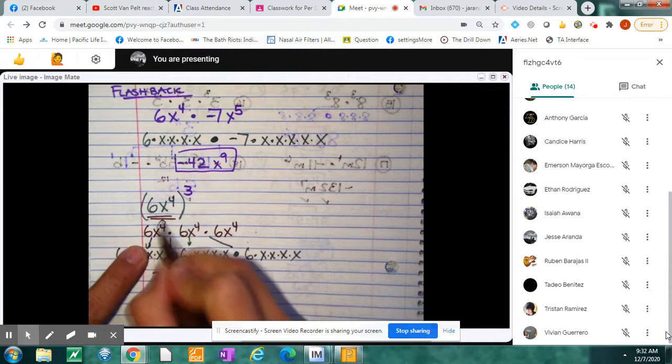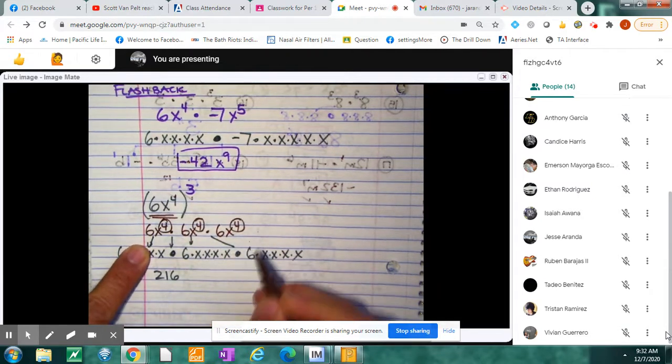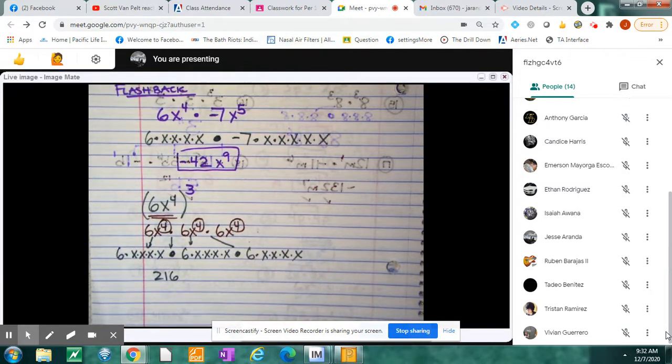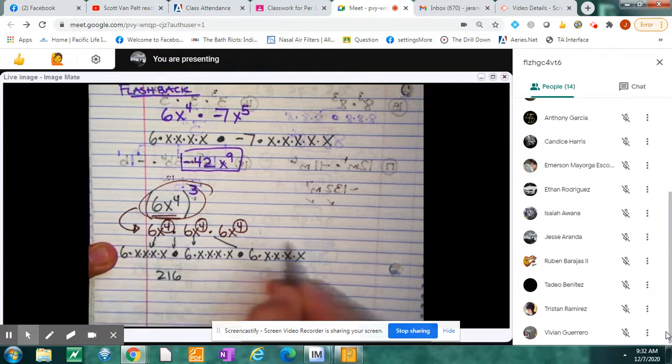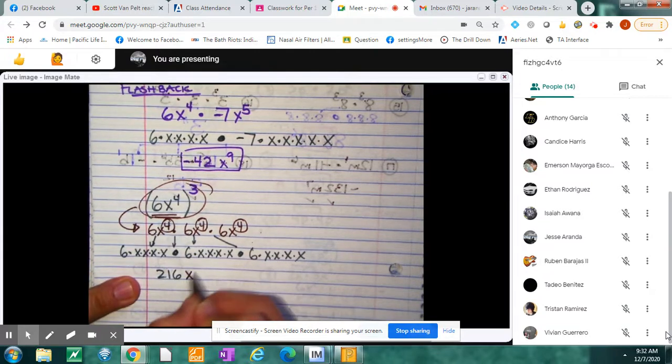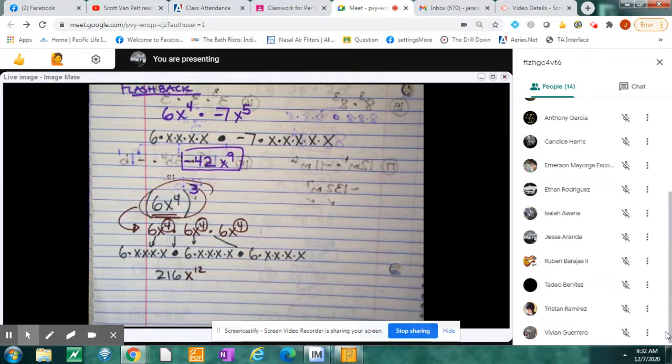So look, 4 plus 4 plus 4, that's 12. I don't have to write x times x, all right? Just add the exponents. Once you break it down, once you do this step, now add them. 4, 8, 12, so x to the 12. See that? Are you guys cool with that? See? All right, so let's do another one.